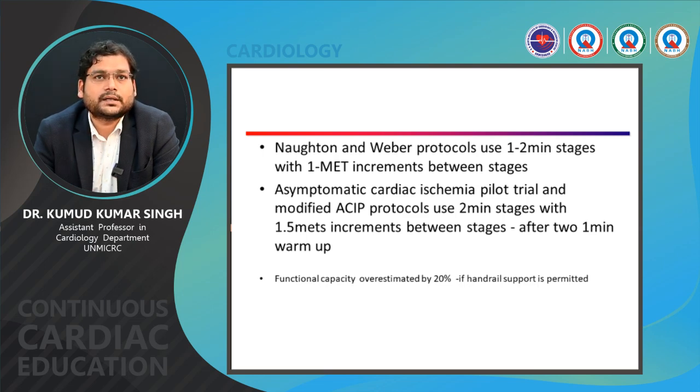The asymptomatic cardiac ischemia pilot trial, ACIP, and the modified ACIP protocol use 2 minute stages with 1.5 MET increments between the stages, after a 1 minute warm up. The functional capacity is overestimated by 20% if handrail support is permitted. So we discourage the use of handrail support for a long time.